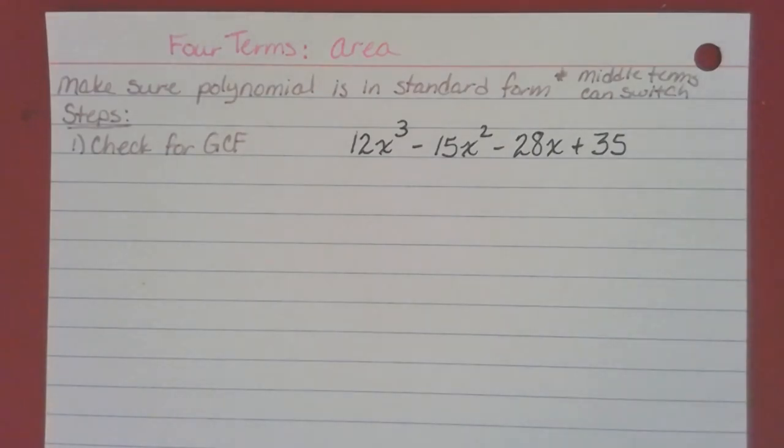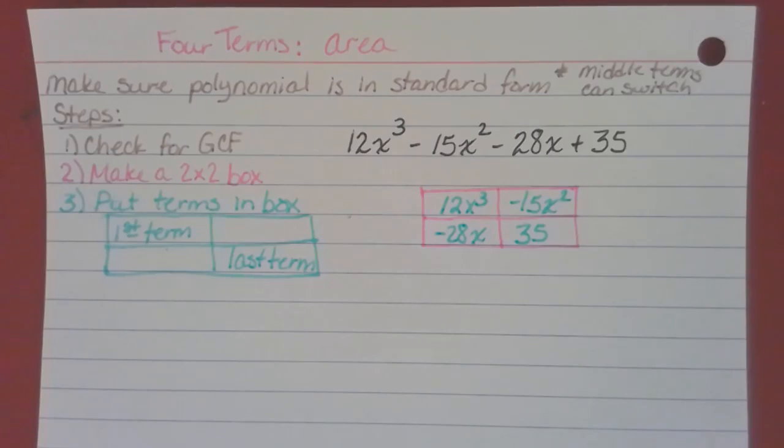So for this problem, we're going to start by making a 2 by 2 box because we need to have 4 boxes because we have 4 terms. Okay, so we've drawn our box. And then we're going to put our terms in the box.